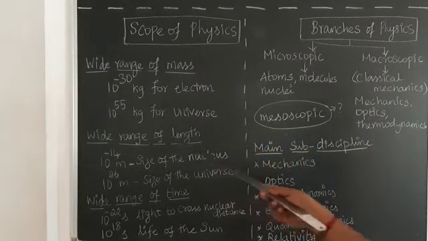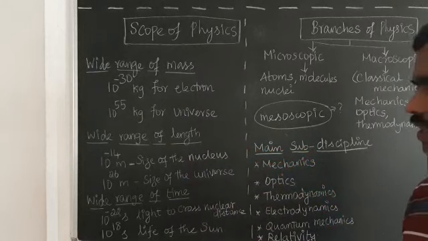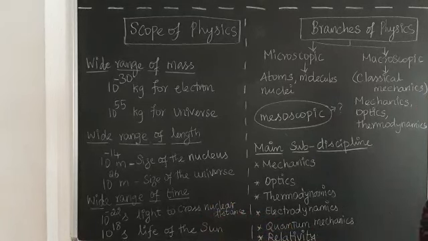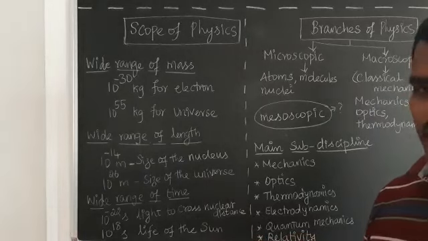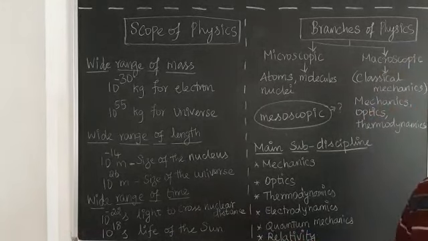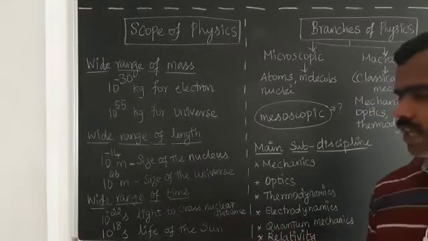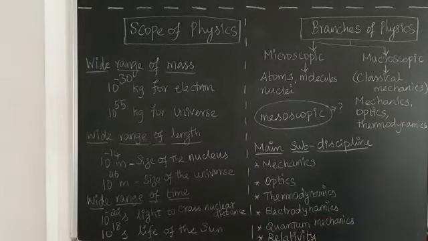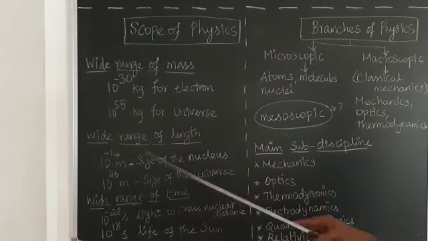And we move on to length. Even length has a wide range. 10 to the power minus 14 meter is the size of the nucleus. The size of the nucleus is around the femtometer range, right? 10 to the power minus 15 is femto; here I wrote 10 to the power minus 14 meter. And the largest, the size of the universe, is on the order of 10 to the power 26 meters. So between these there is also a wide range, right?